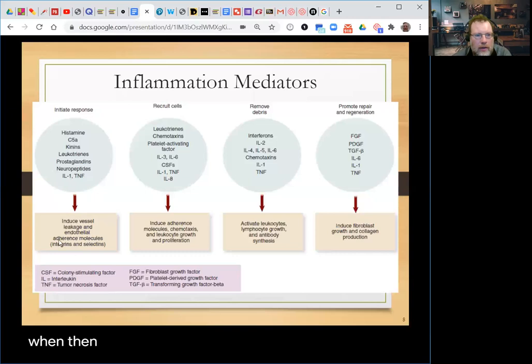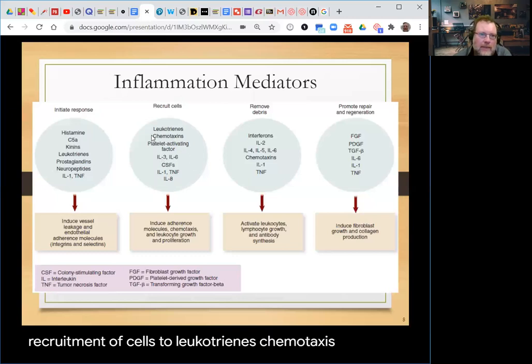Then we're going to start getting adherence molecules. So we need this initially. The vessel gets breached. We're going to promote that breach for just a few seconds to ensure that we're getting all hands on deck, and then we need to seal the hole. So that's what we're going to see, that these adherence molecules start to kick in. At that point, we're going to see more recruitment of cells, the leukotrienes, chemotaxis, and then this one, the platelet activating factor. So we're going to start to see platelet activity.